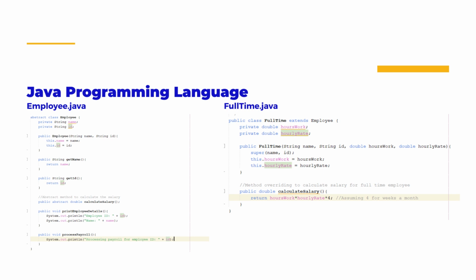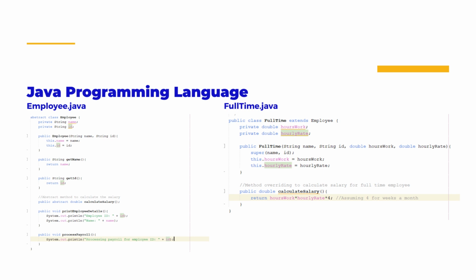Employee.java, the code you provide, presents an abstract class named Employee in Java. The Employee class has two private instance variables, name and ID, representing the name and ID of the employee respectively. Second, the class has the constructor Employee(String name, String ID) that initializes the name and ID variables with the values passed as arguments. And there are two getter methods, getName and getID, which return the employee's name and ID respectively.